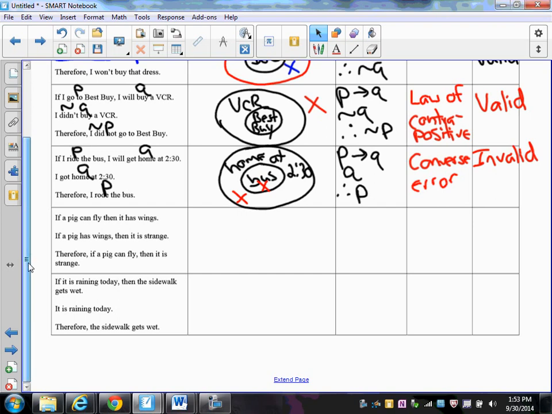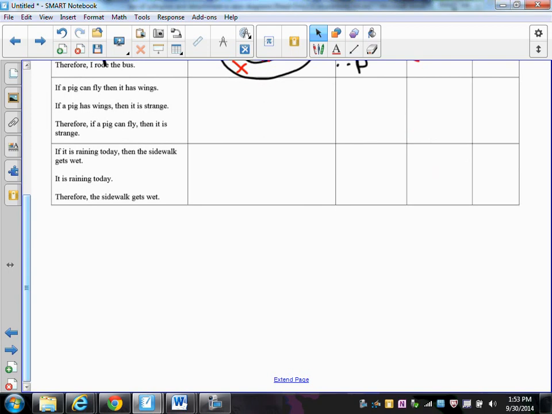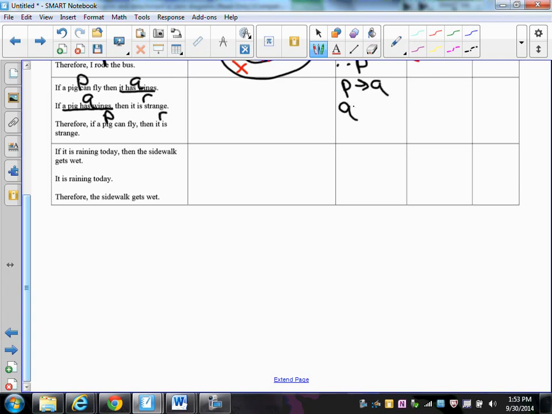So I'm going to try two more. The next one is if a pig can fly, we'll call that P, then it has wings, Q. If a pig has wings, that's still Q, right? It has wings, a pig has wings, they're the same thing. Then it is strange, R. Therefore, if a pig can fly, P, then it is strange, R. So if P, then Q. If Q, then R. We have therefore, if P, then R.